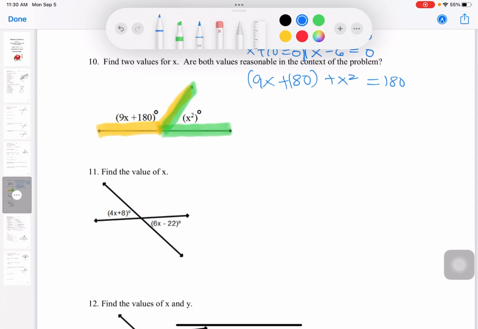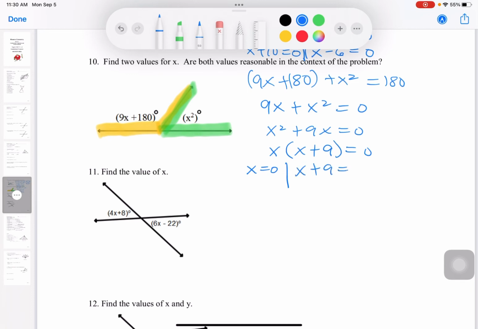Subtracting 180 from both sides, we'll end up with 9x plus x squared is equal to 0. Now rearranging the terms on the left side of the equation, we have x squared plus 9x is equal to 0. Now bring out the common factor, which is x. We'll end up with x times x plus 9 is equal to 0. Applying the zero product property, x is equal to 0 as one of the values, and then x plus 9 is equal to 0. Therefore, x is equal to negative 9.